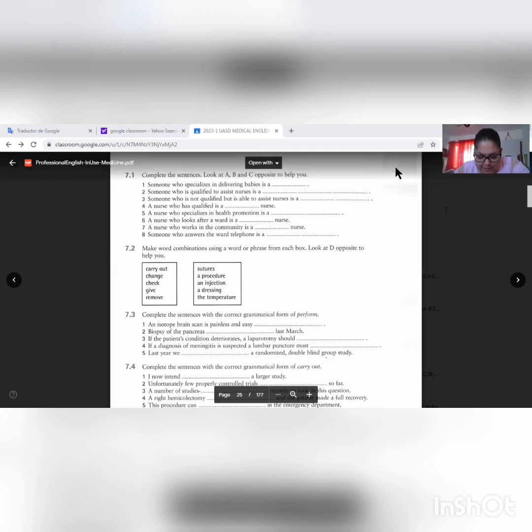7.4, complete the sentences with the correct grammatical form of carry out. I now intend to carry out a larger study. Unfortunately, few properly controlled trials have been carried out so far. A number of studies were carried out recently to look at this question. A right hemicolectomy was carried out and the patient made a full recovery. This procedure can be carried out in the emergency department.